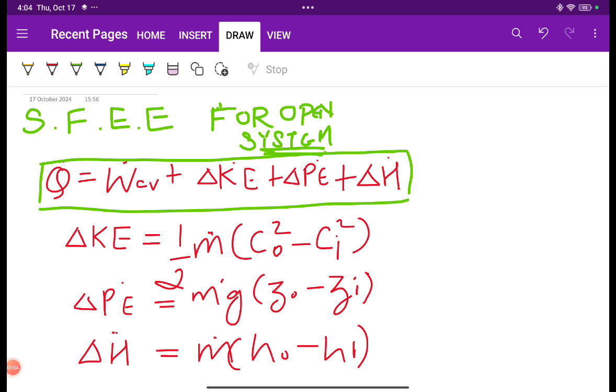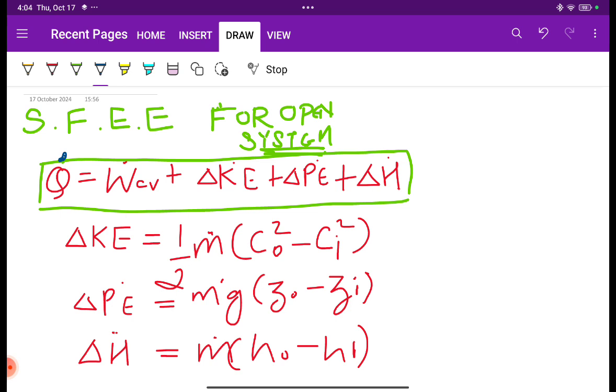Today we are going to discuss the steady flow energy equation for an open system. The rate of heat interaction is equal to the rate of work interaction in the control volume plus the rate of kinetic energy interaction plus the rate of potential energy plus the rate of internal energy.